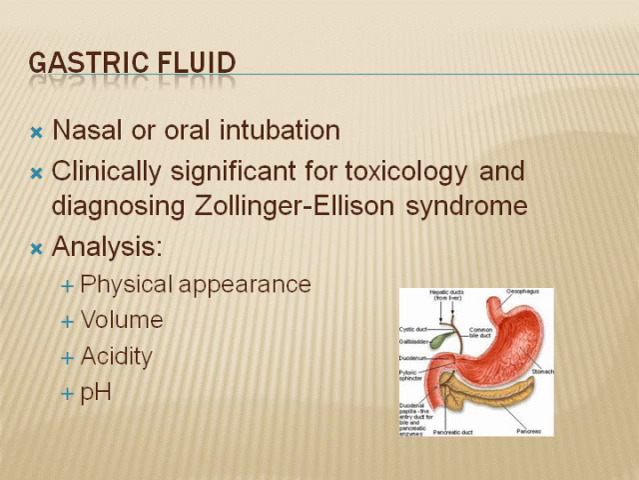Gastric fluid is something else that can be analyzed in the laboratory. This is usually done via a nasal or oral intubation. It is clinically significant for toxicology and diagnosing Zollinger-Ellison syndrome. You're going to take a look at the physical appearance and the volume. You're probably going to do pH, and not pH paper. You're going to use a pH meter for this and determine the acidity of that fluid.